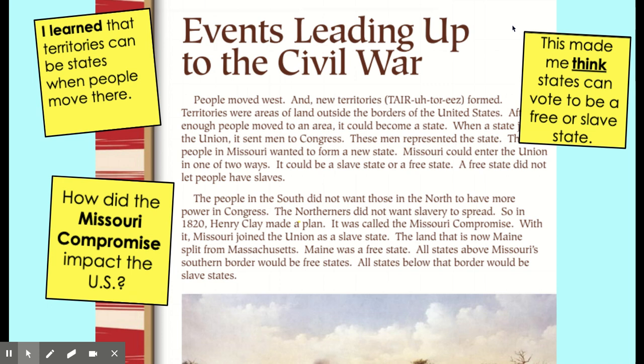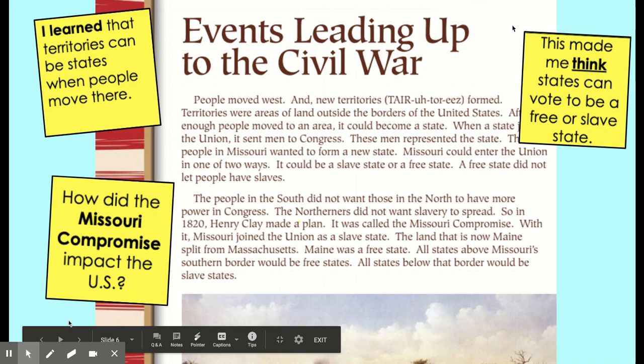With it, Missouri joined the Union as a slave state. The land that is now Maine split from Massachusetts. Maine was a free state. All the states above Missouri's southern border would be free states, and all the states below the border would be slave states. So it seems that this compromise really decided which states would be free states and which states would be slave states. And I think it's really interesting how this Missouri Compromise really kind of split the United States.